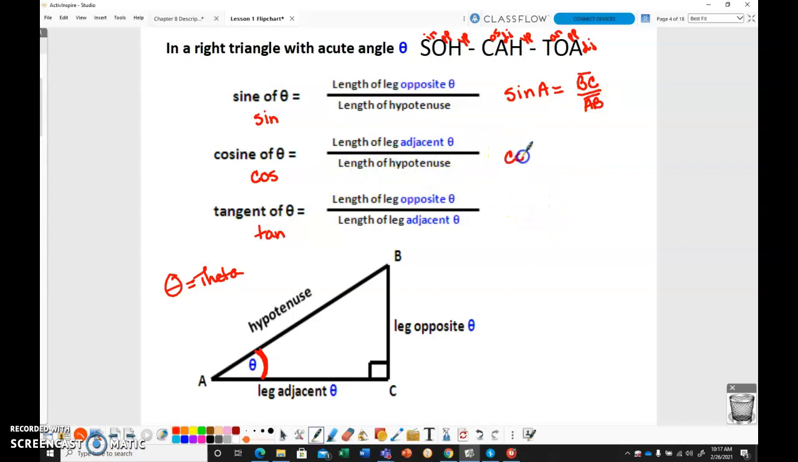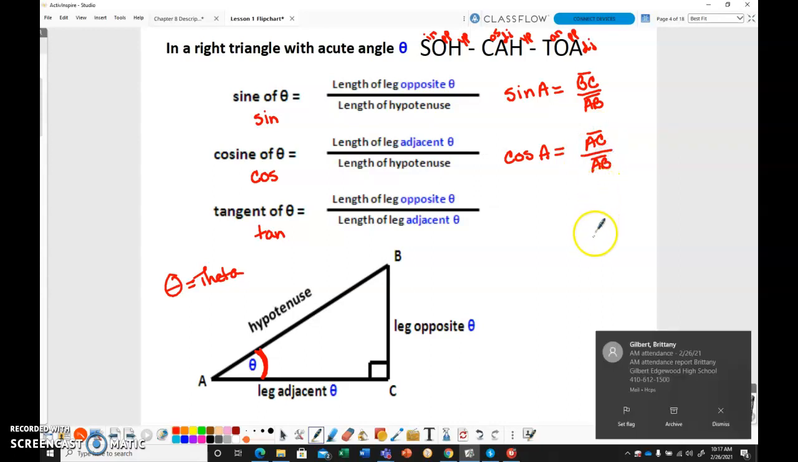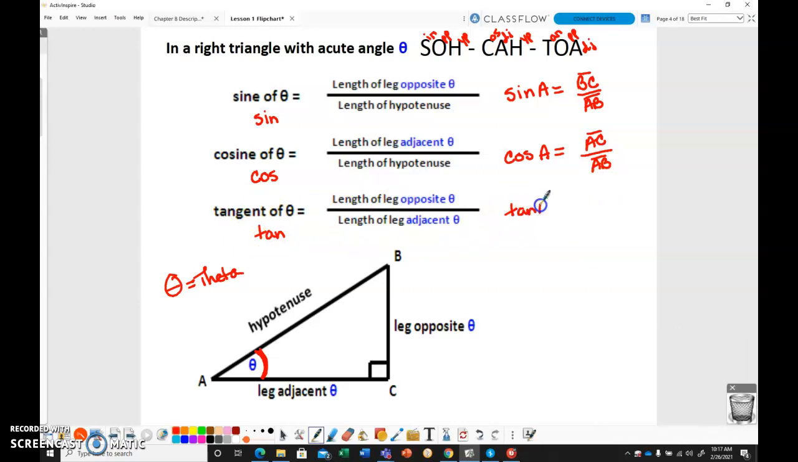And then the cosine of A, so the cosine calls for the adjacent side. So the adjacent side to A is this one that's touching it, so that's AC. And it's also going to be divided by the hypotenuse, which is AB. Okay, and then the last one we look at is the tangent of A. And the tangent of A is going to be the opposite over the adjacent side. So the opposite side is your BC, and your adjacent side is your AC.